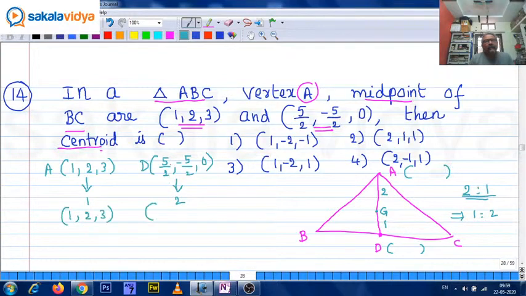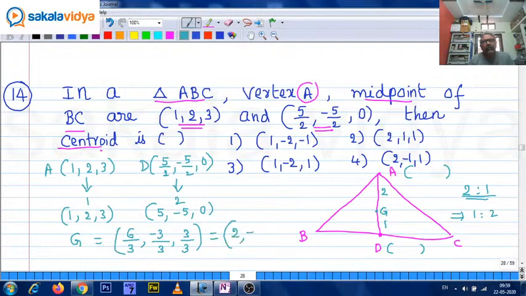And next we get here 5/2 into 2, 5, minus 5/2 into 2, minus 5, 0 into 2, 0. Add and next divide by 3. You get the centroid. Centroid is equal to (5 plus 1)/3 = 6/3, comma, minus 3/3, 0 plus 3, 3/3. So we get now 2 comma minus 1 comma 1. Yes, fourth option is the right option.